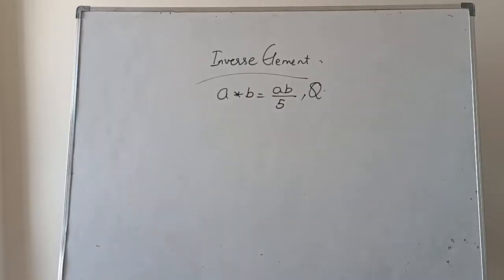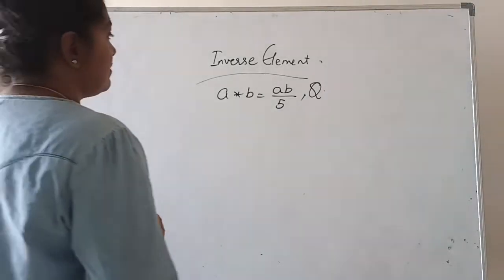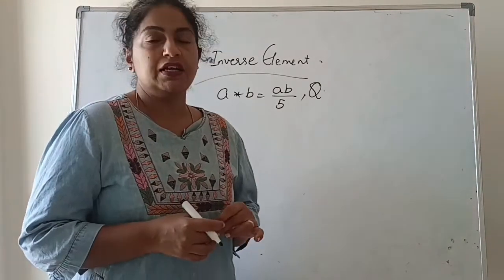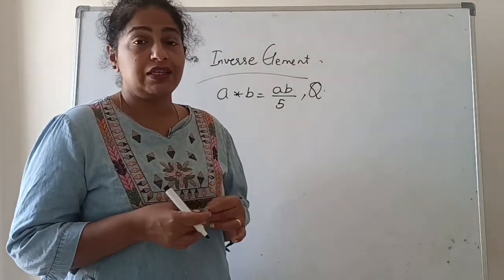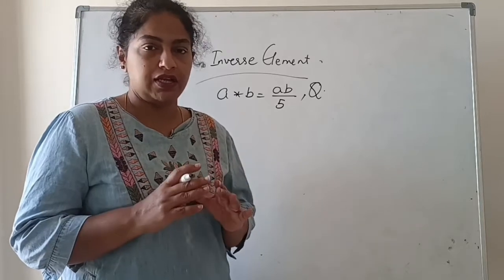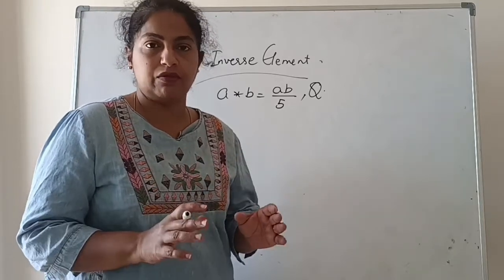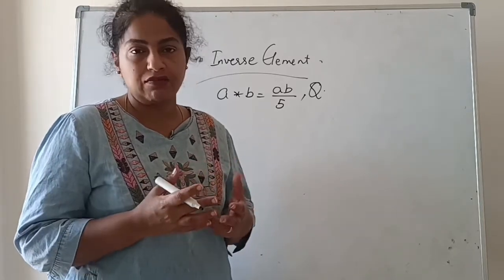Okay, so we have our binary operation A binary B given as AB by 5. For this particular binary operation, we need to find the inverse element. Sorry, not the identity element. The question is to find the inverse element. So, let us see how to find the inverse element.